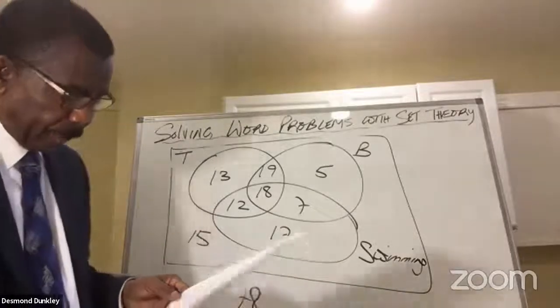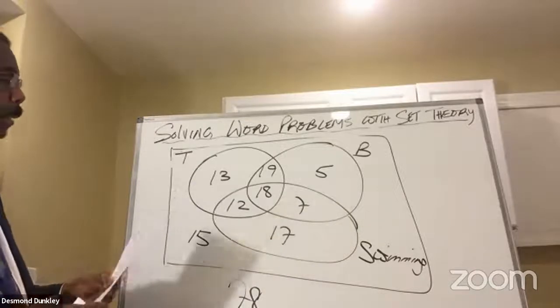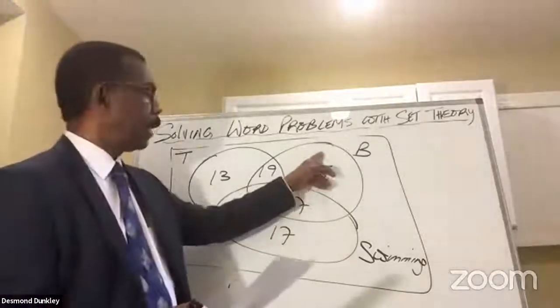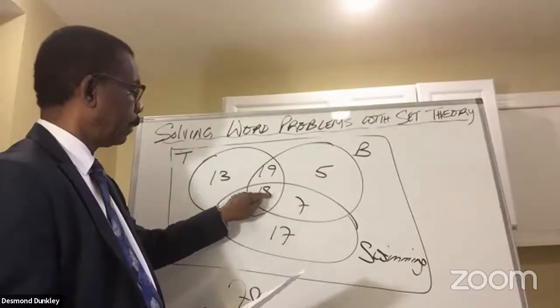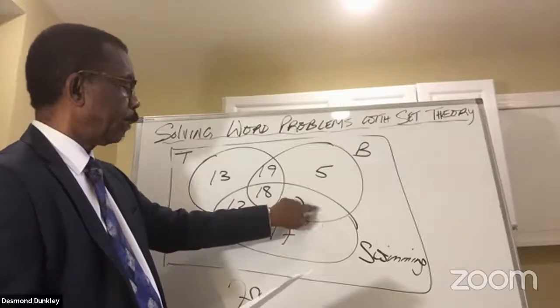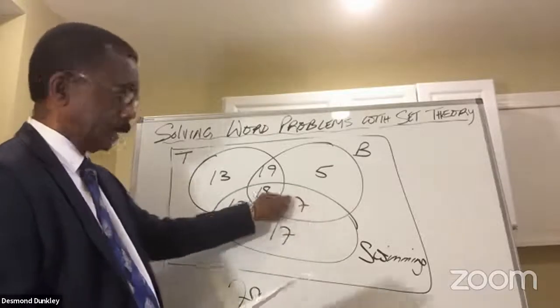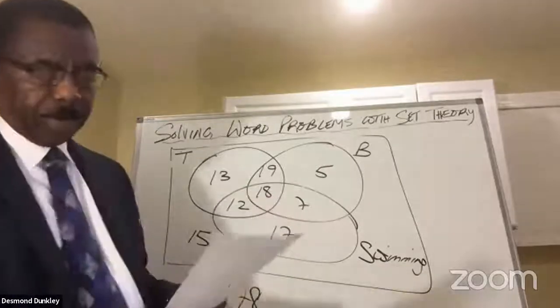And then finally, how many students like both badminton and swimming but not tennis? Both badminton and swimming but not tennis would be just this area right here, 7. Badminton and swimming but not tennis, so 7.